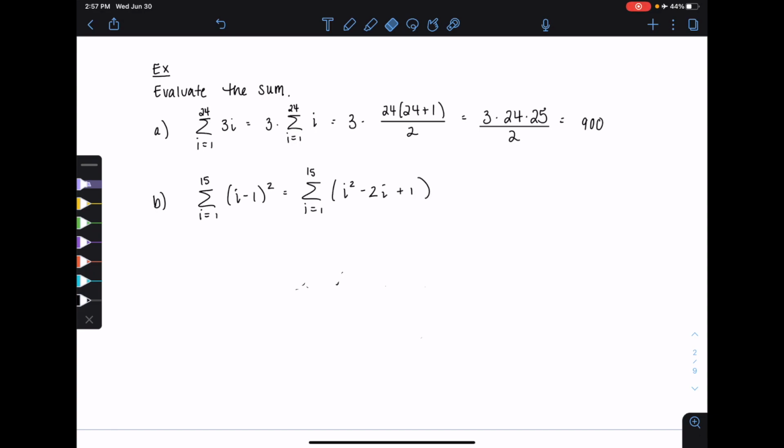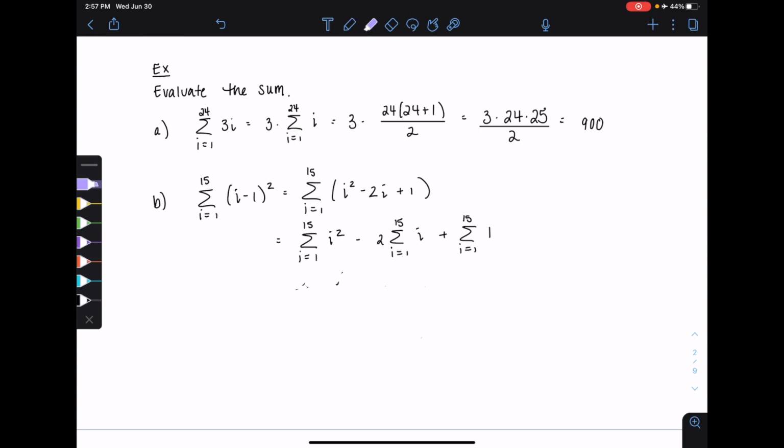And then for each of these, I can take the sum individually. So it's the sum of i squared. I can pop the 2 out and I subtract. So I get minus 2 times the sum of i, plus the sum of 1. And all of those start at 1 and go to 15.